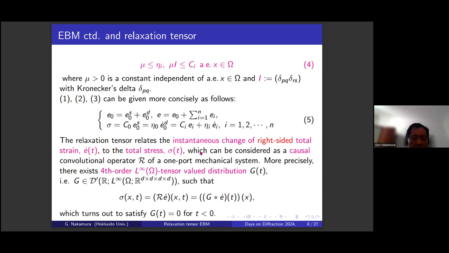I consider this as a causal convolution operator R over a one-port mechanical system. A one-port mechanical system is like an input-output system, and one-port means for the input you only get one output. What this says is that there exists a fourth order L-infinity tensor-valued distribution G(t) such that the relaxation operator R, which relates sigma and E dot, can be given in this convolutional form: G convolved with E dot. And by this setup, G(t) turns out to satisfy G(t) = 0 for t negative.